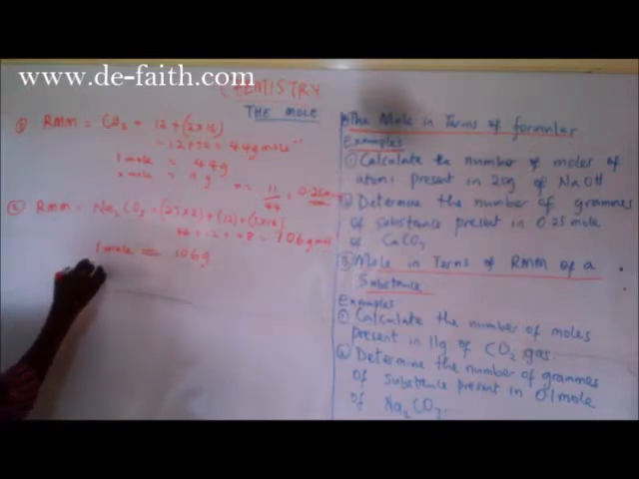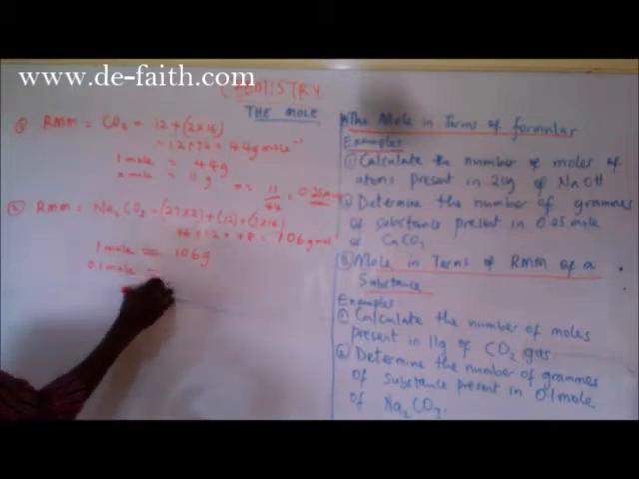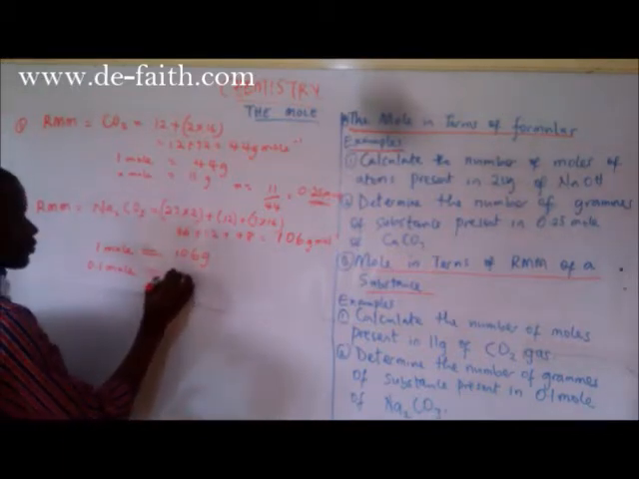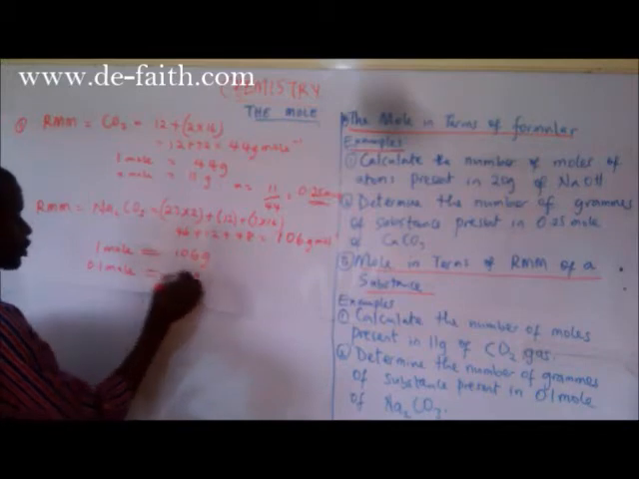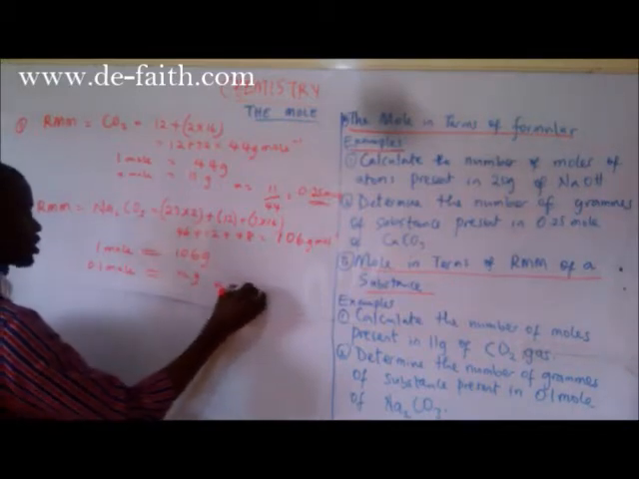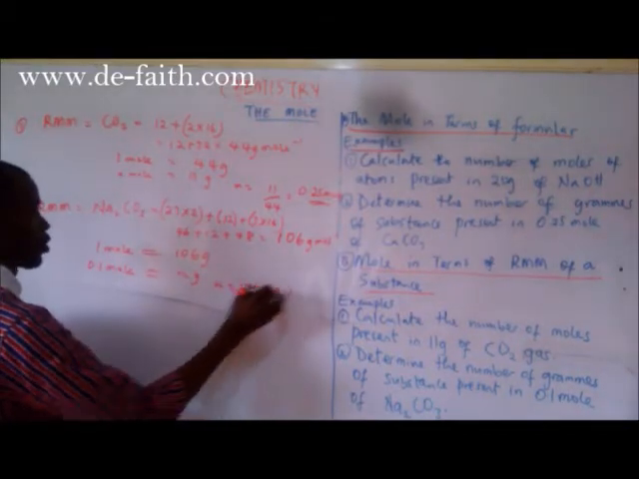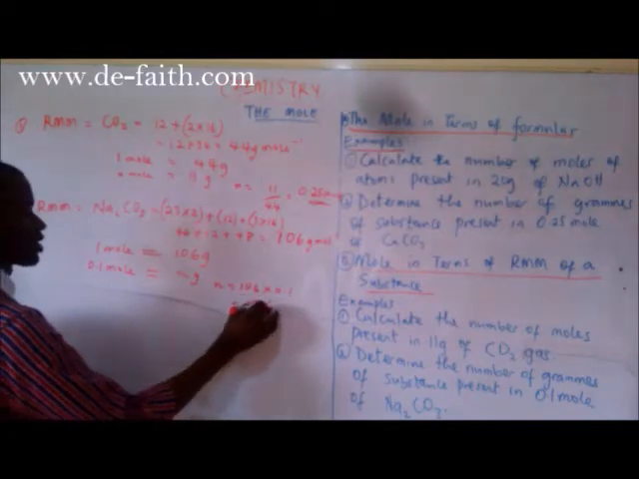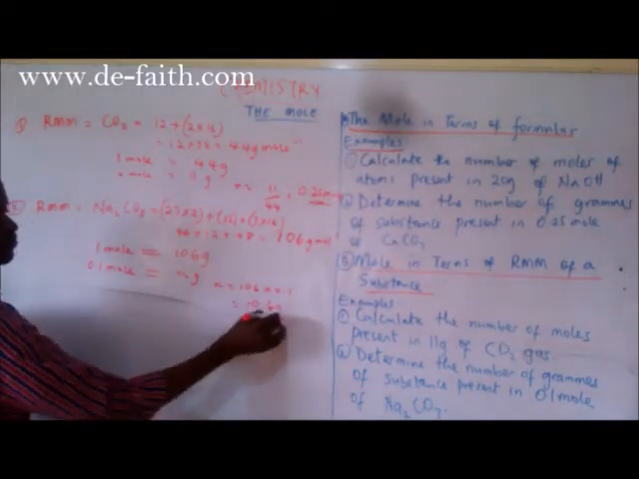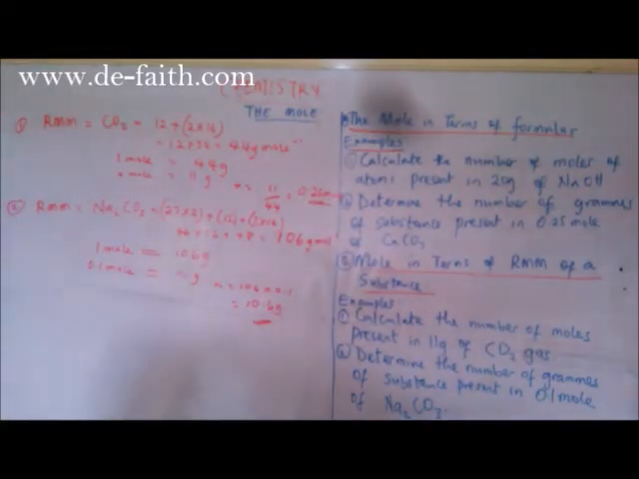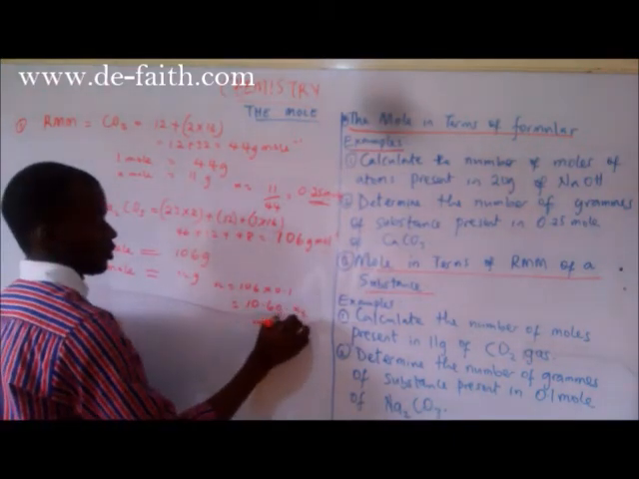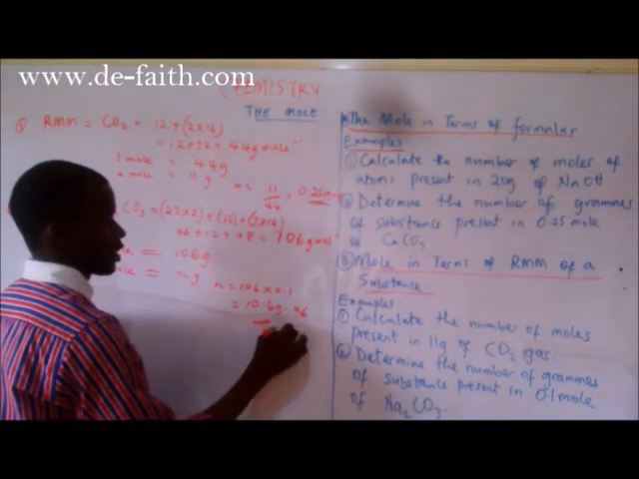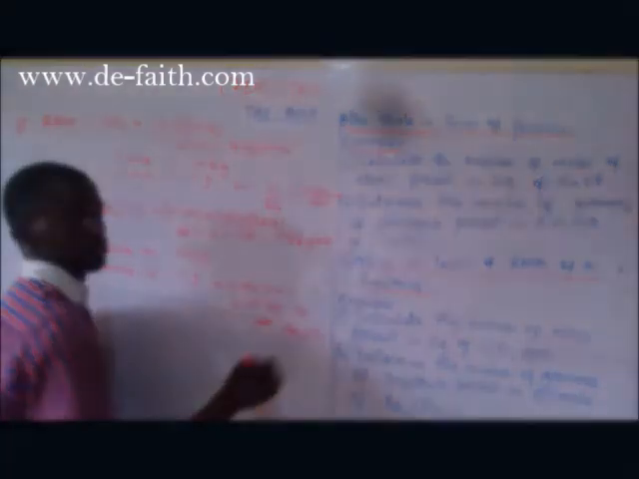Therefore, how many grams are we going to have if we have 0.1 mole of the same compound? So we cross multiply, and X equals 106 times 0.1, which is 10.6 gram of Na2CO3.